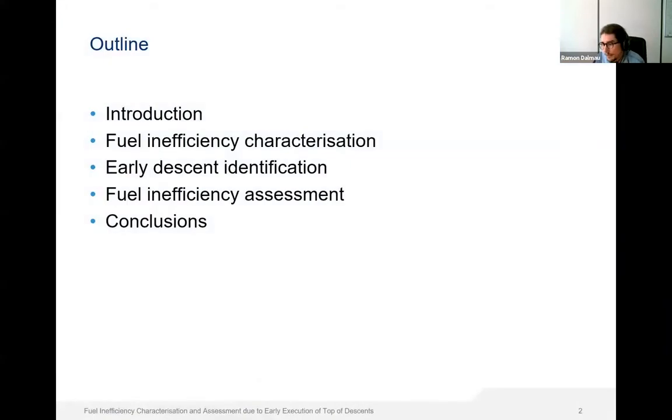This is the outline of the presentation. I will start by explaining what an early descent is and how it is executed by the guidance system of the aircraft, because we will need this information later on during the presentation. Then I will present the theoretical impact on fuel consumption due to early descents, with results obtained by simulating trajectories. I will also explain how to detect early descents and how to estimate the fuel inefficiency from surveillance data. And finally, I will show some initial results from a case study using ADS-B data of trajectories arriving at Amsterdam Schiphol Airport.